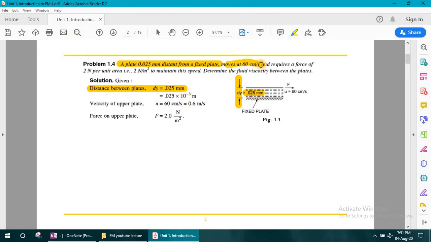It moves with a velocity of 60 centimeter per second, but we know that velocity is represented in meter per second, so we have to convert this centimeter into meter, that is 10 raised to minus 2, so it will be 0.6 meter per second, and requires a force of 2 Newton per unit area. We know that force per unit area is nothing but stress, shear stress, that is 2 Newton per meter square, to maintain this speed. What is the speed? 0.6 meter per second. Now we have to determine the fluid viscosity between the plates, that is mu.